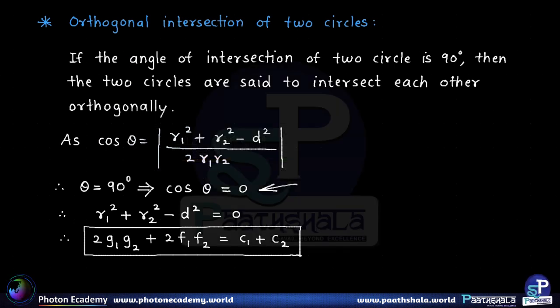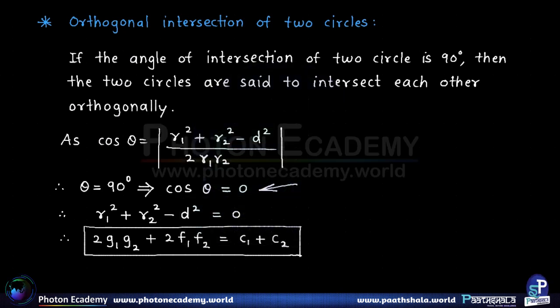And if we have the two equations of the two circles in their general form, then finally on substituting we get 2g1 g2 plus 2f1 f2 is equal to c1 plus c2, where g1, f1 and c1 are the parameters in the first equation and g2, f2 and c2 are those in the second equation of the other circle. Let's solve one simple question based on this.